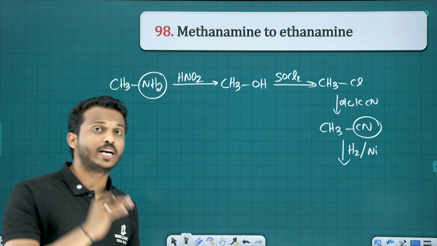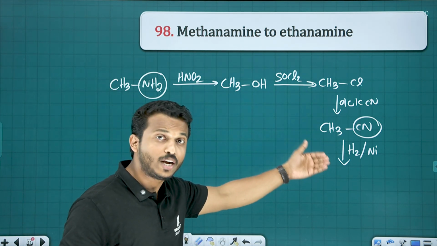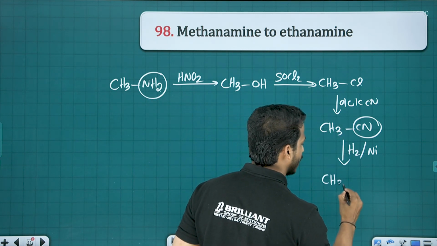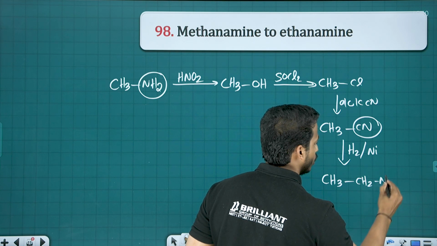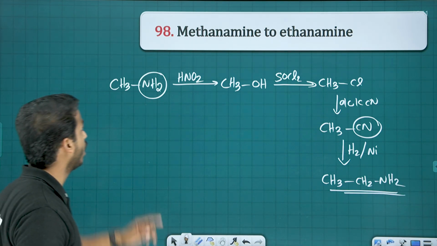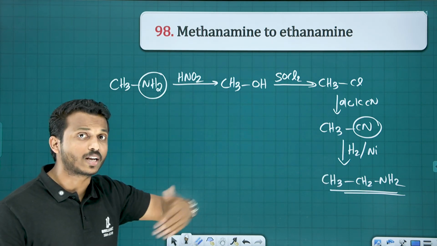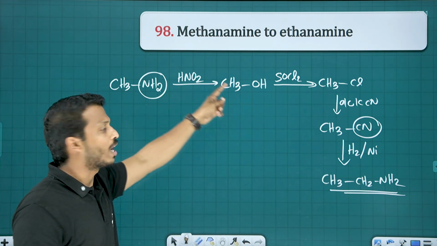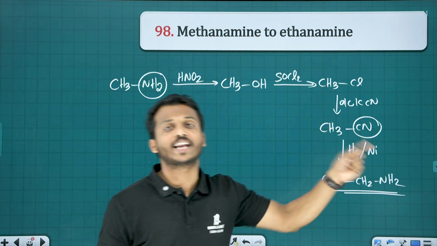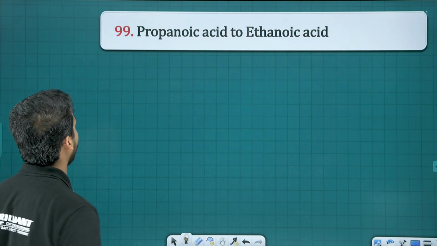Or sodium amalgam with ethanol. Okay, so cyanide on reduction with hydrogen and nickel, CN becomes CH2NH2. That's enough, right? That is what? Ethanamine. Once again, methanamine, if you want to convert to ethanamine, we need to bring one carbon extra, right? So I made it into alcohol first. Alcohol to haloalkane, bring cyanide. Cyanide on reduction we get, which one? Amine.